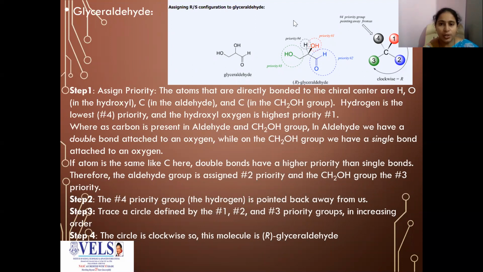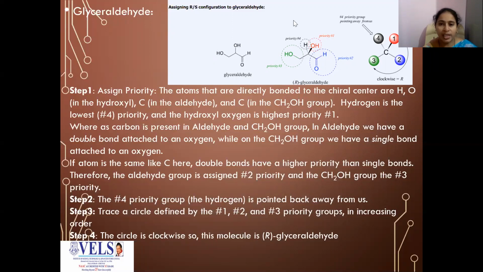You can see glyceraldehyde, which consists of 3 carbons, and the middle carbon will behave as a chiral carbon, to which 4 different groups have been attached. Now you have to check the priority order. So we will go according to the rules. Step 1, you have to assign the priority.